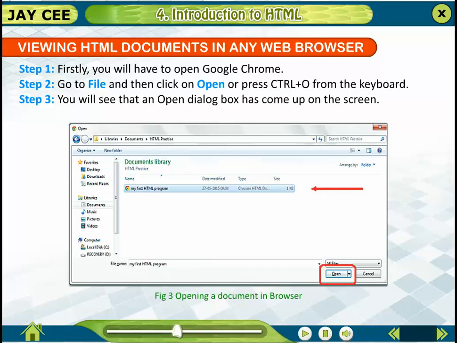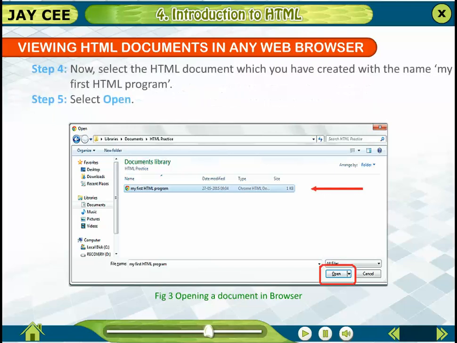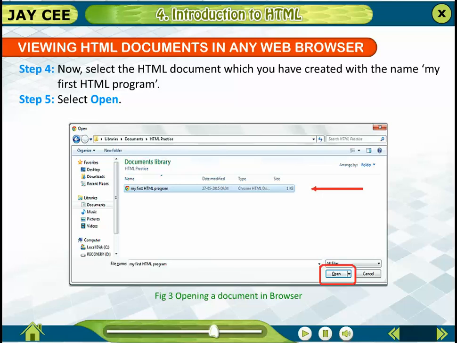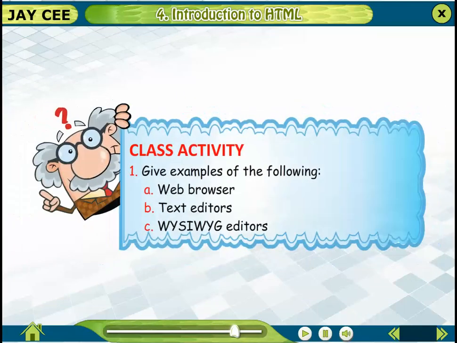Go to the File menu and then click on Open, or press Ctrl+O from the keyboard. You will see that an Open dialog box has come up on the screen. Now select the HTML document which you have created with the name My First HTML Program. Select Open. Class Activity. Give examples of the following: web browser, text editors, what you see is what you get editors.